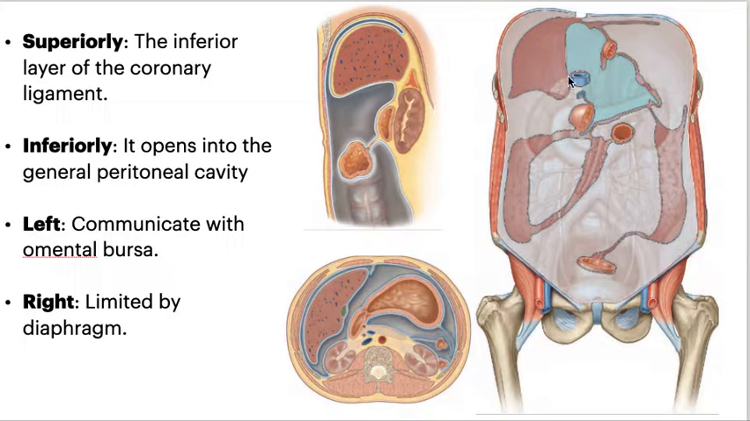Right, so this is about the hepatorenal pouch. Can you see the kidney and the suprarenal gland? This is the same space over here. On the left, it communicates with the omental bursa, and on the right, it is limited by the duct.